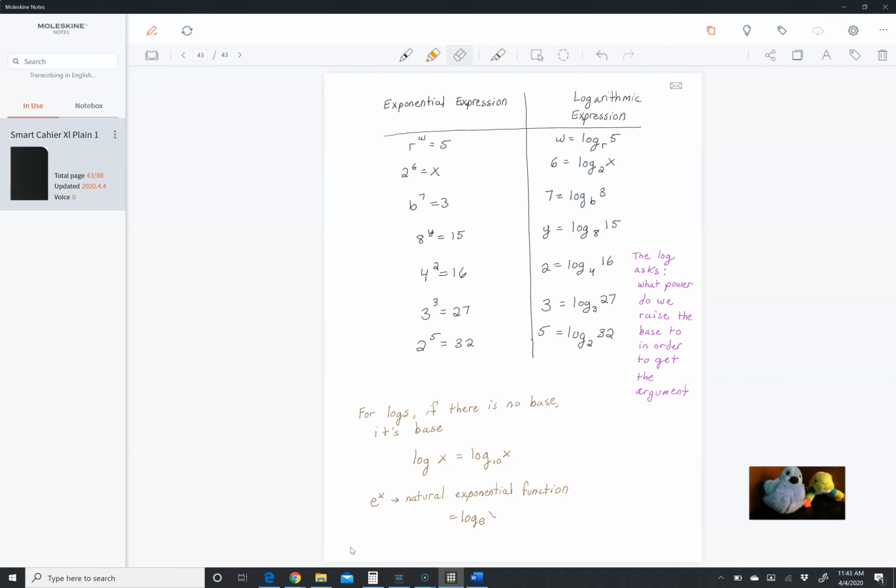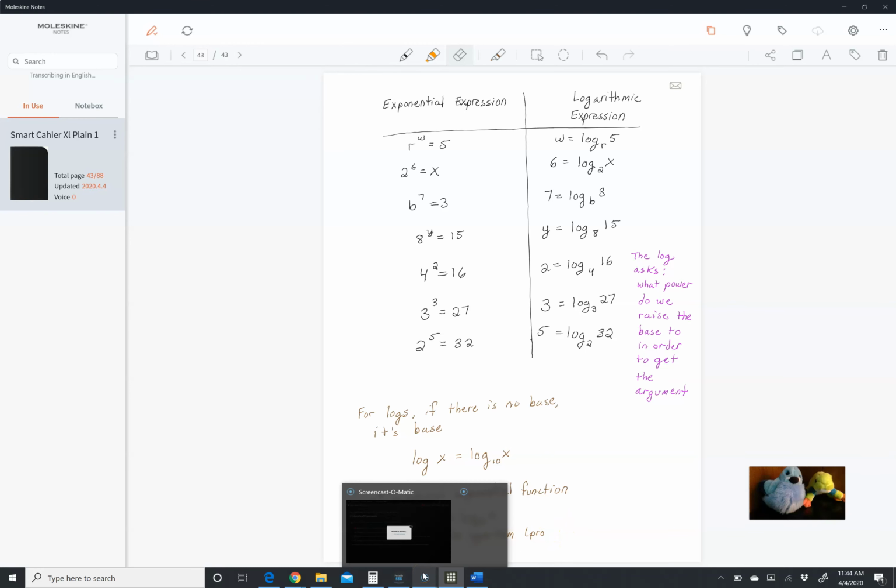Log base e of x, we write as ln of x, and we call this the natural logarithm. And there are lots of reasons that we call it natural. Some of them require calculus, so I'm not going to go into it, but log base e of x, if you see ln, we pronounce it as ln.